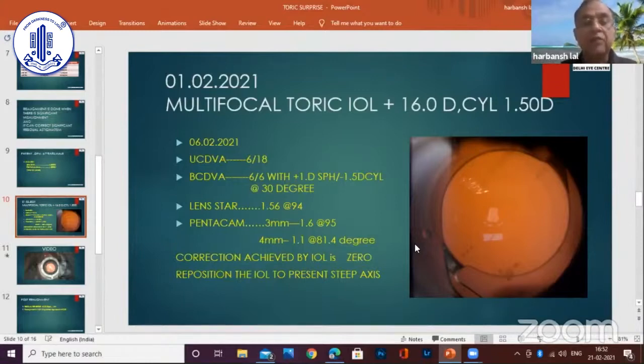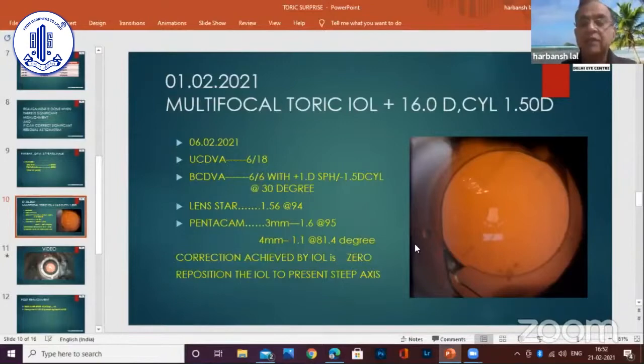And then we again calculated the keratometry. At present, the Lenstar keratometry was 1.56 at 94, and Pentacam at 3 millimeter was 1.6 at 95, because Indian people are a little smaller, so I go by 3 millimeter most of the time. But at 4 millimeter, it was just 1.1, and it was 81.4 degrees. So correction achieved by the IOL was more or less 0, and you can see the IOL is mispositioned. So we plan for the repositioning of the IOL to the present steep axis.